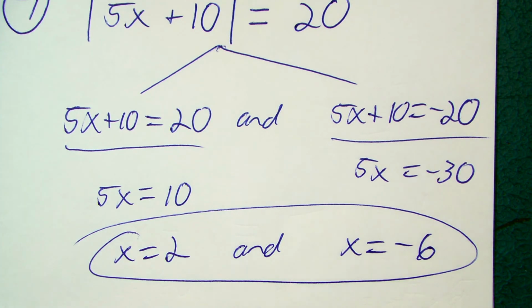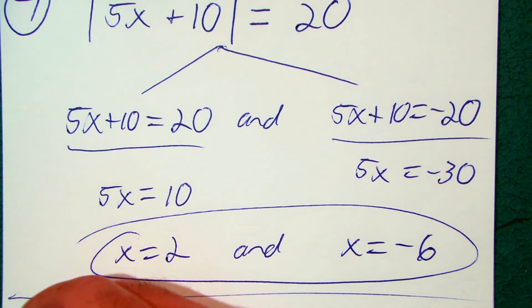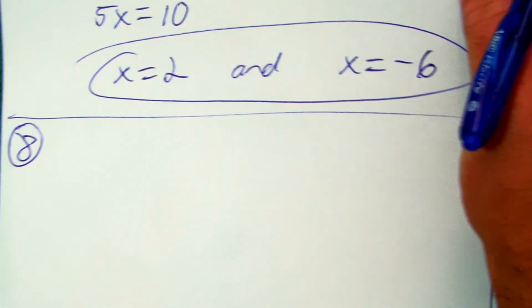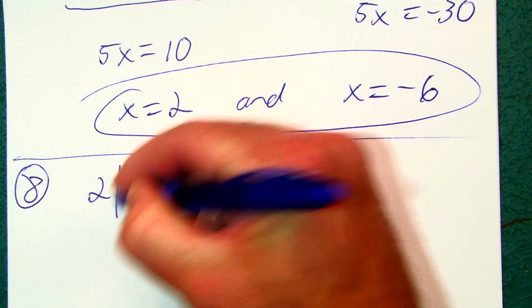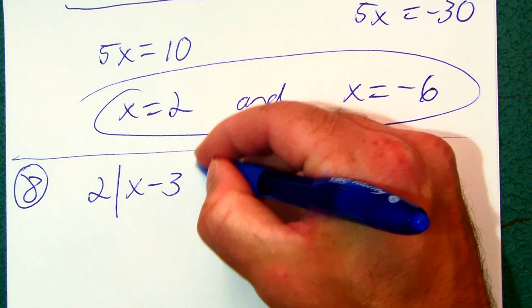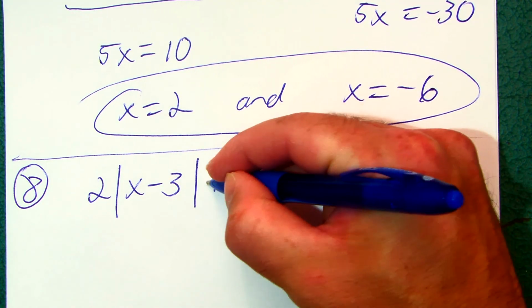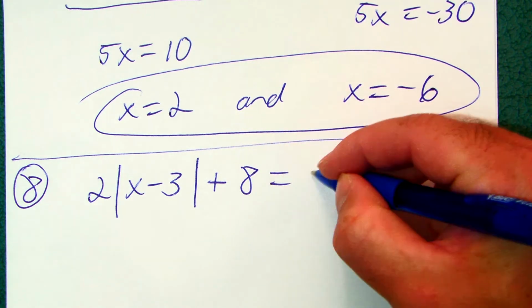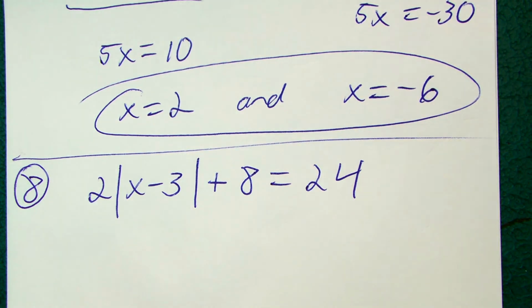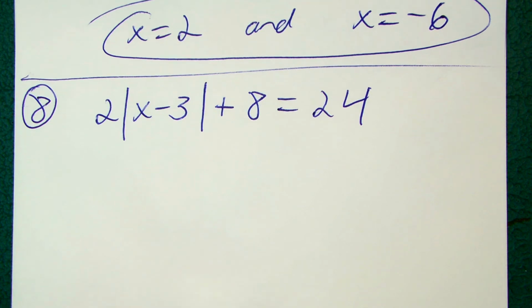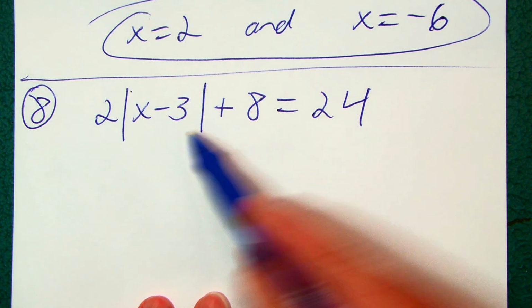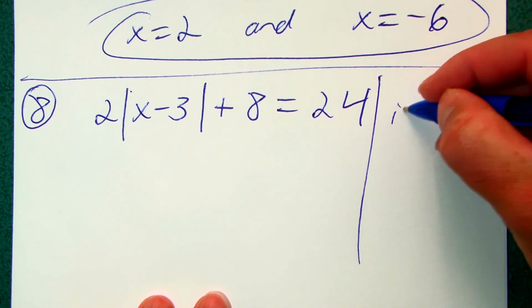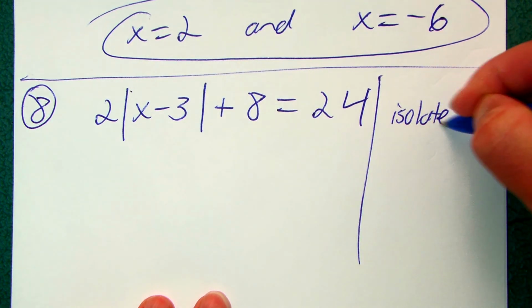All right, and last one here, we have to do a little bit of work first. So before you can break it into your two cases, you have to make sure the absolute value is isolated. So you got to make sure that this absolute value of x minus 3 is isolated first. So again, I'm going to say isolate absolute value of x minus 3.